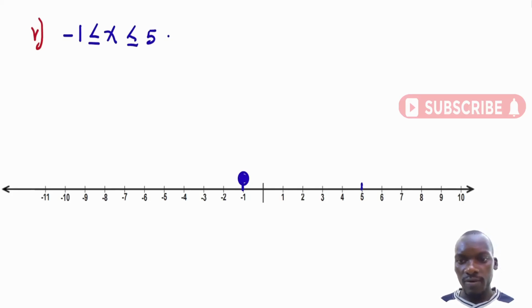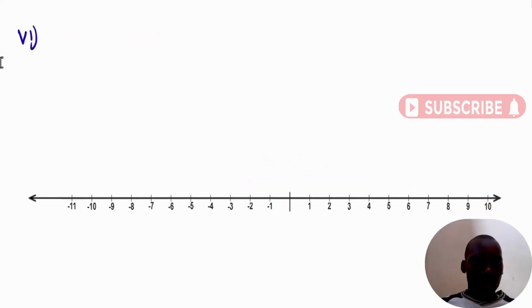Also here, 5. We draw a small circle there, and it is also supposed to be shaded because of this symbol. Then the range here is the one for the inequality, which is negative 1 less than or equal to x less than or equal to 5. Next is negative 2 less than x less than 3.